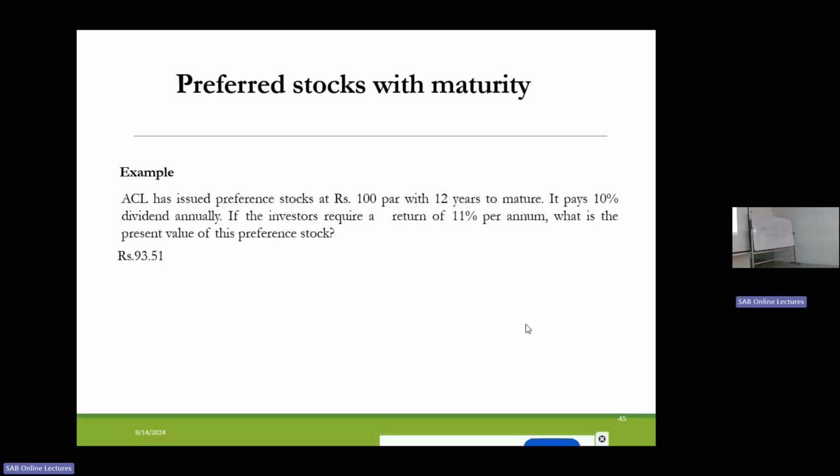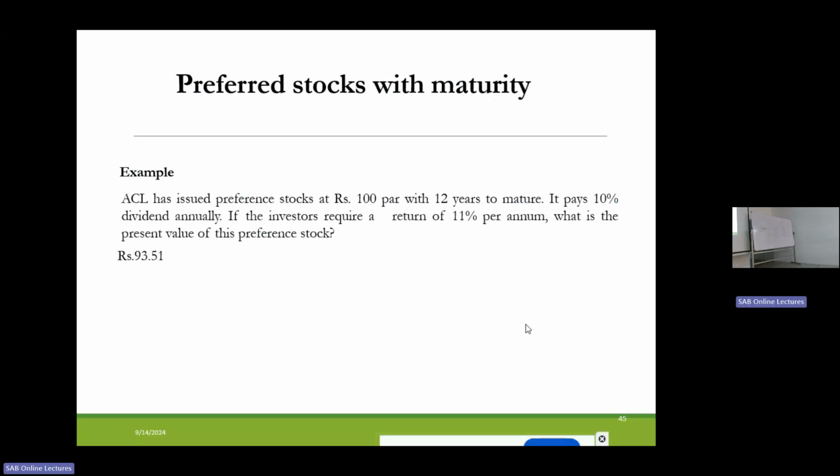Is it 93.5? Yeah, that is the intrinsic value.